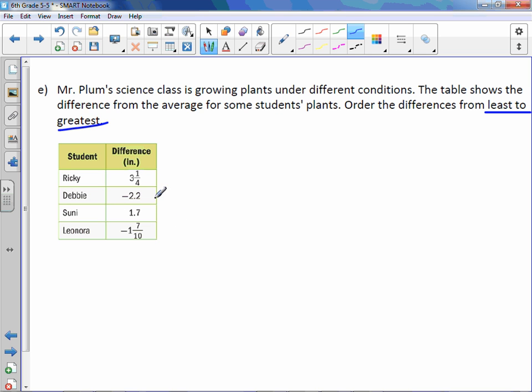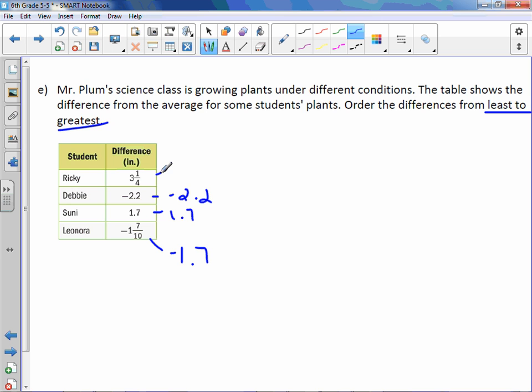I already have two that are decimals, and we'll change these two. They're already listed here, so I'm just going to go off of here. Negative 1 and 7/10, that's simple. It's a power of 10, so I don't have to do that division. If you feel the need to, go ahead, but you would still get negative 1.7. This is already 1.7. This is already negative 2.2.